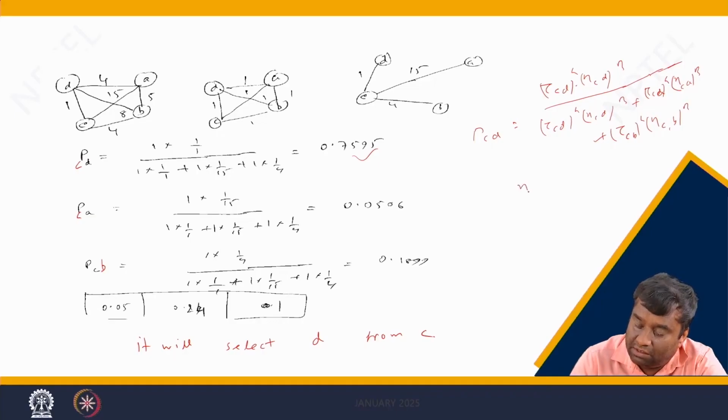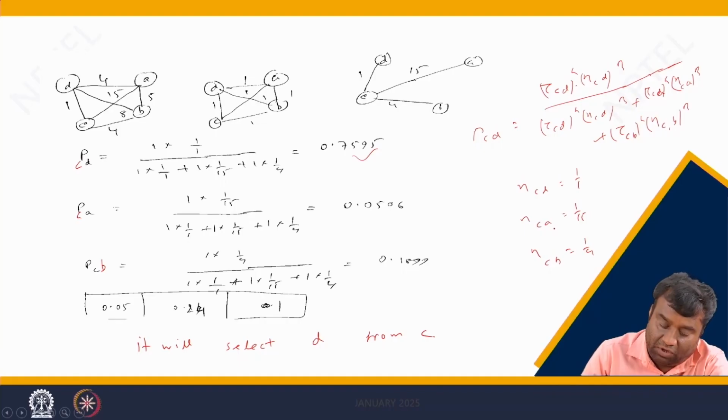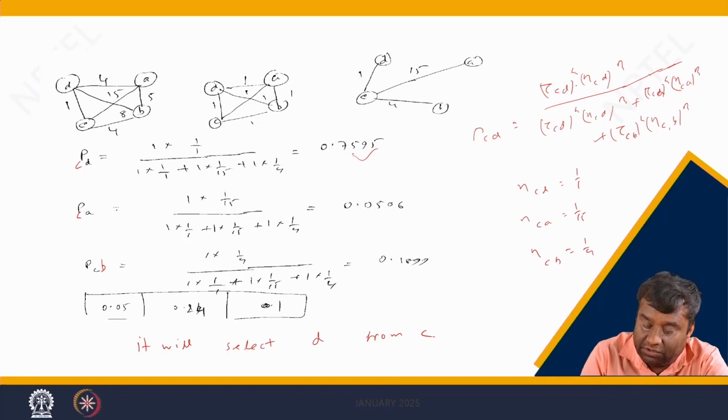So eta CD you can write as 1 by 1, eta C to A is 1 by 15, eta C to B is 1 by 4, and tau is 1, and we are assuming alpha equal to 1, beta equal to 1. So that is 1 into 1 by 1, so you'll get 0.7595. Now C to A is 1 into 1 by 15 by the summation of all this, and similarly for the others. As the probability is higher here, it will select D from C. So this is the example of probability.